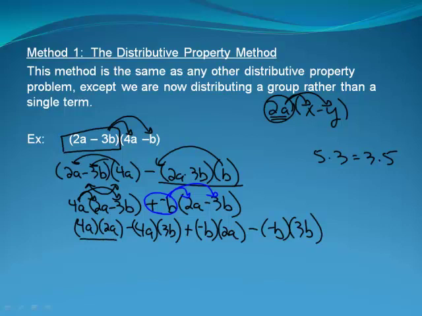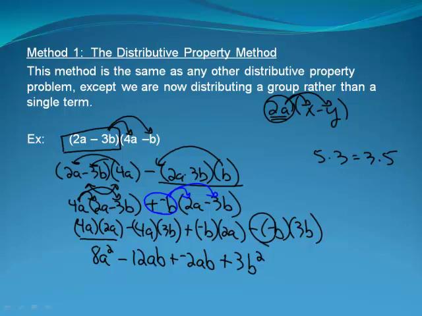Do the multiplication steps. It's now an order of operations problem. 4 times 2 is 8. A times a, add the exponents. 1 plus 1 is a squared. Minus 4 times 3 is 12. A times b is just that, a times b, because those are unlike bases. Plus 2 times a times b, except it's a negative b, so it would be negative 2 times a times b. Now notice here we have a double negative. Double negative is a positive. 3 times b times b is b squared.